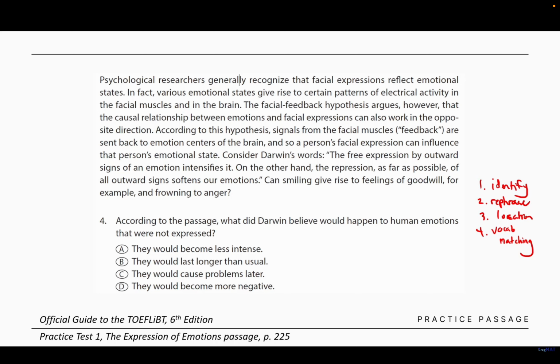Okay, can I take a volunteer? Let's go to Diana. All right, Diana, let's go through this process. How do we know it's a factual question? According to the passage. Very good. Rephrase the question for me, please. So, according to what Darwin said, what happens to emotions that are not expressed? That's not a rephrasing, that's a reading. Try to rephrase it for me.